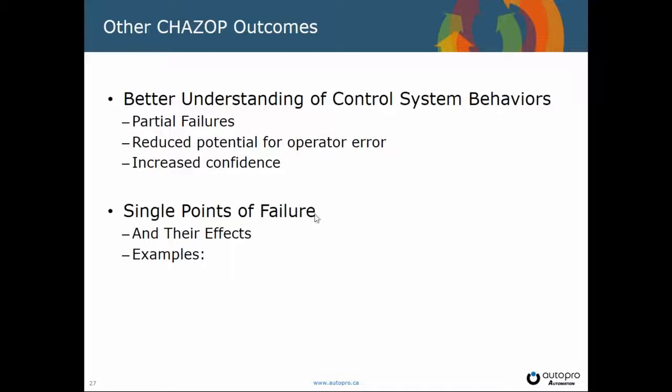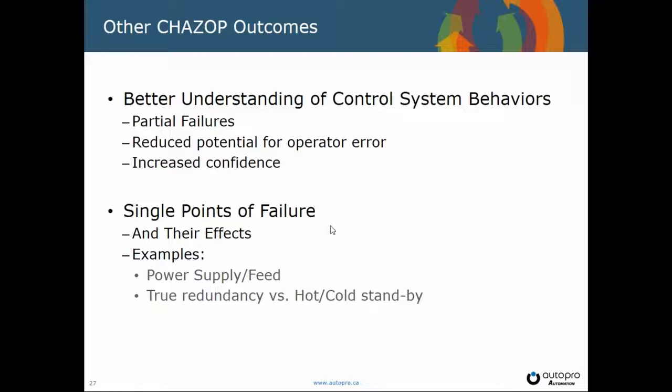Again, we identify the single points of failure and what their effects are. In some cases, it's okay to have a single point of failure and it's not a big deal. In other cases, it is a big deal, and adding a little bit of extra hardware and a little bit of extra design up front could save a plant outage and possible damage to equipment. We can also understand, especially in older PLC systems, do we really have true redundancy, or is it a hot or a cold or a cool standby?